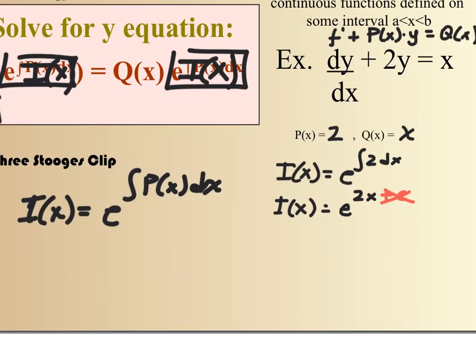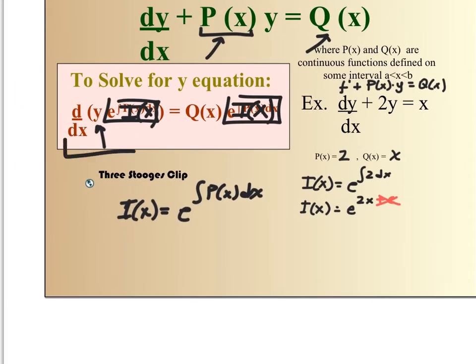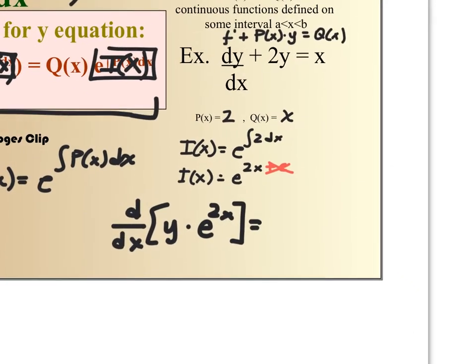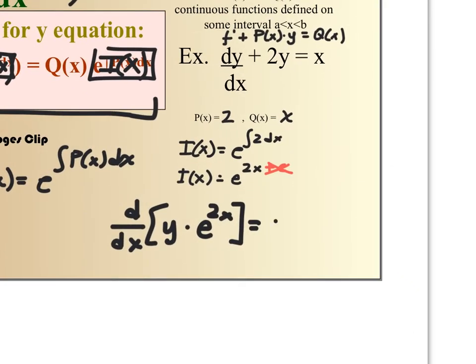But now I can use this form that I have over here. So d dx of y times I of x is equal to q of x times I of x. Okay, that's q of x. Oops, I forgot e to the power of that times e to the power of 2x. Okay, and now, believe it or not, this is a separable differential equation. And you'll see it in just a moment here.